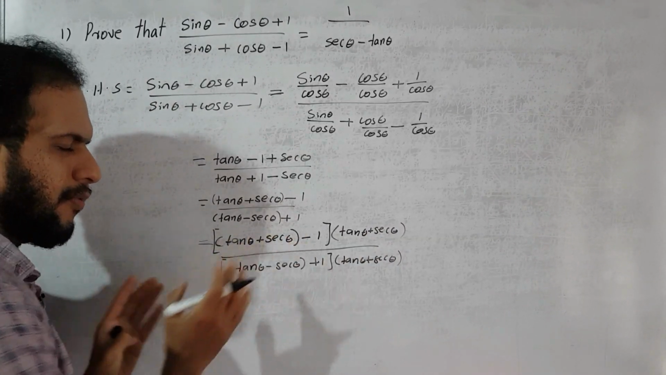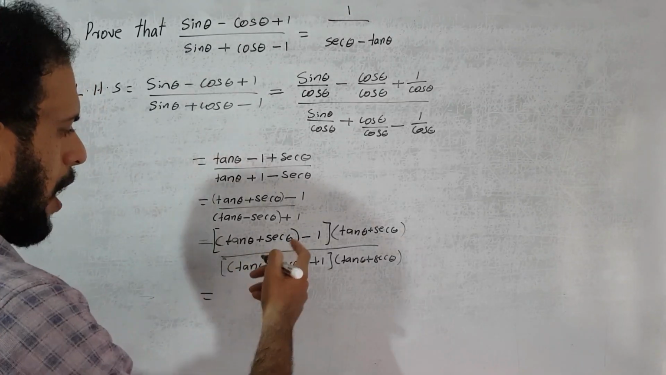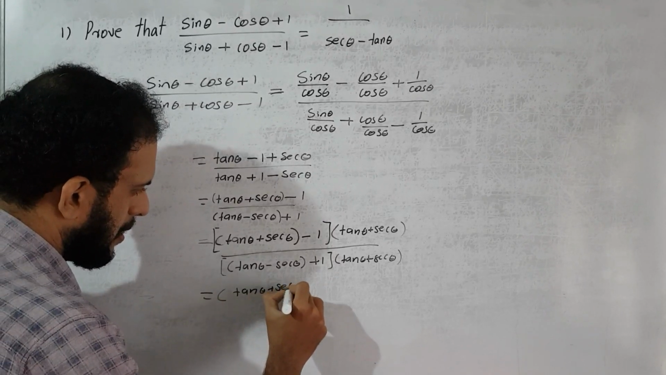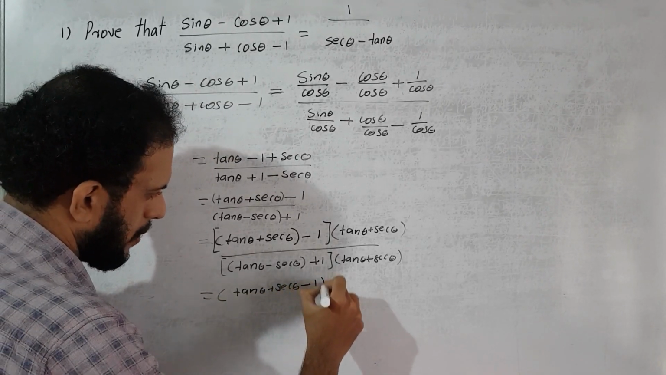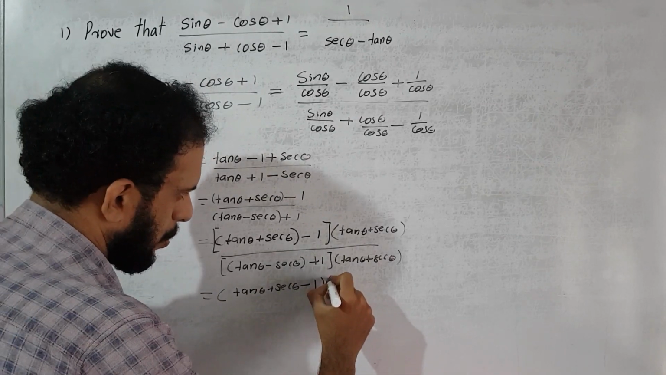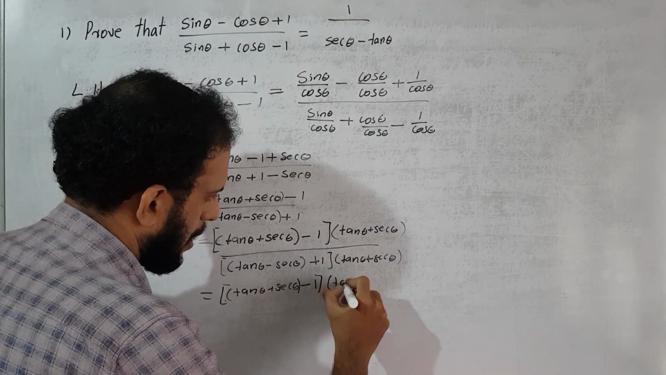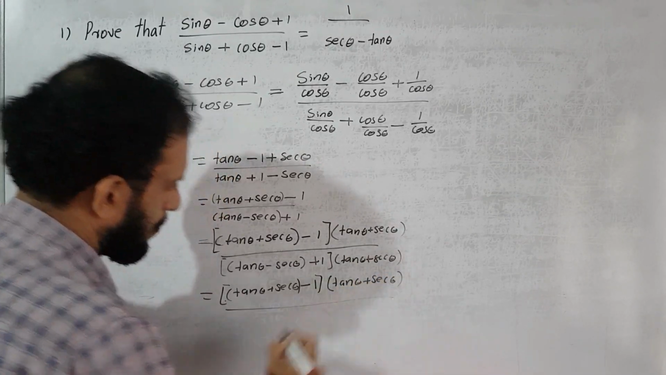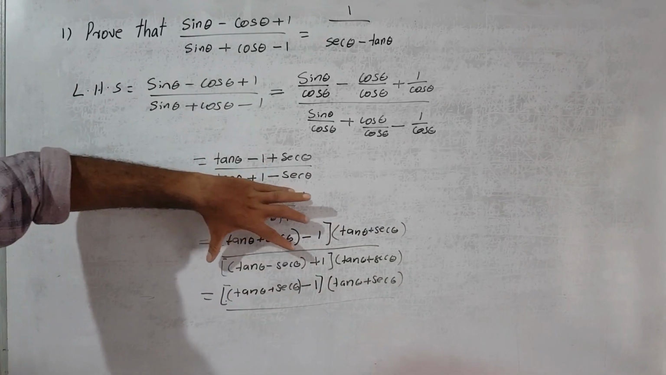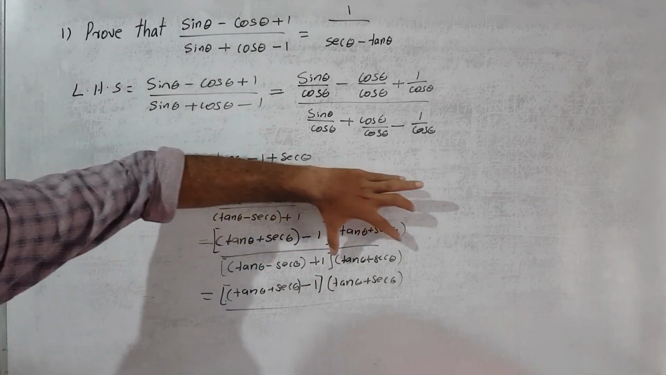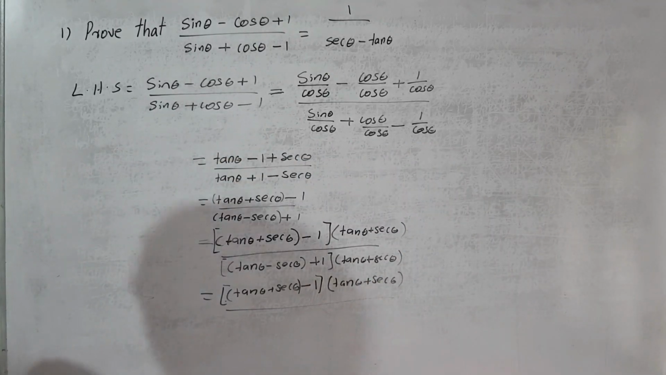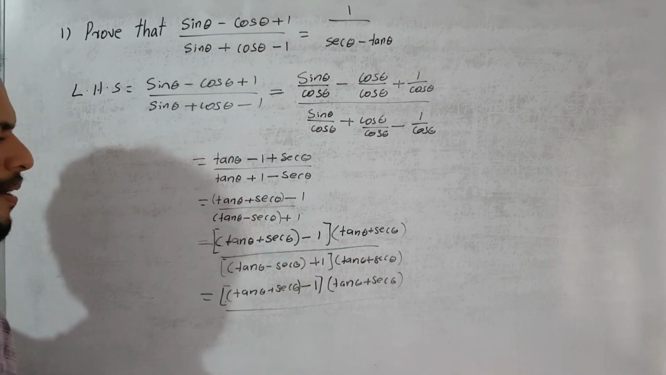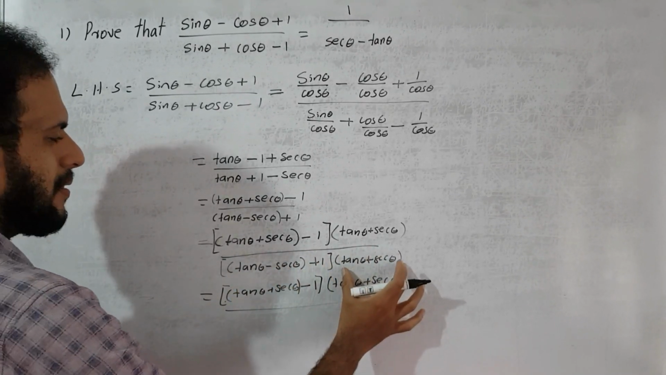Okay, tan theta sec theta, we expand the last part later. So now we keep it like this, tan theta sec theta minus 1, into tan theta plus sec theta, by, we expand the bracket, we multiply tan theta minus sec theta into tan theta plus sec theta. Okay, we multiply one by one, what do we get? Tan theta plus sec theta into tan theta minus sec theta into tan theta plus sec theta.